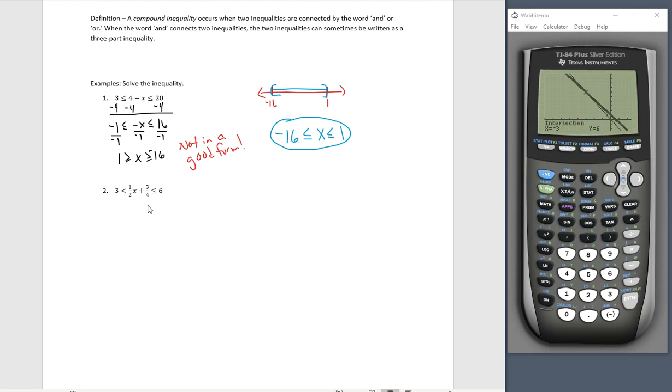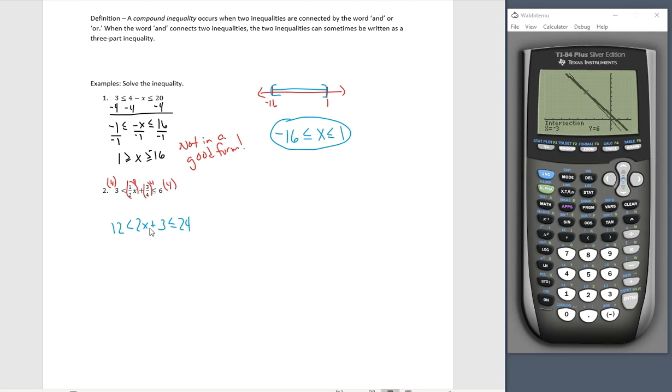All right, one more. Let's do fractions, right? Am I right? So let's multiply everything by 4. 4 times 6, 4 times 3/4, 4 times a half x, 4 times 3. And when we do that, we'll get 12 is less than 2x plus 3, which is less than or equal to 24.